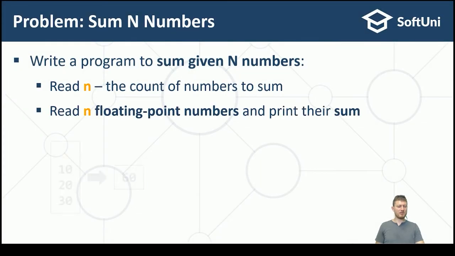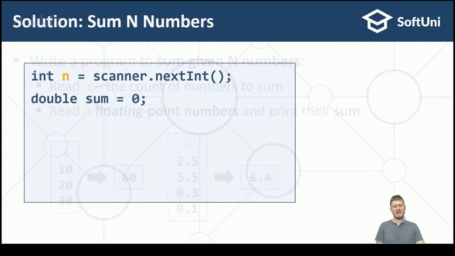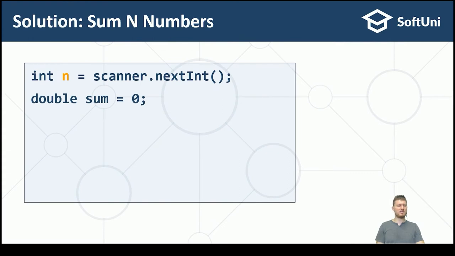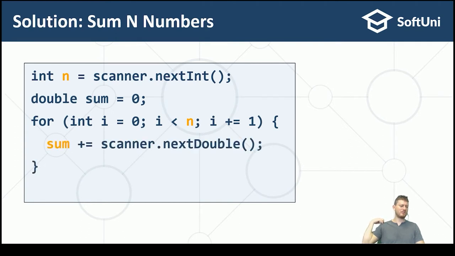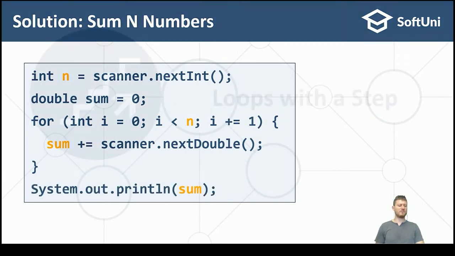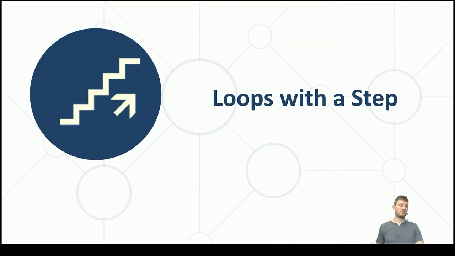Okay, so let's go ahead and see the solution I had in mind before the start. I read the number n, I start from sum 0, n times I read from the standard input, from the console, and I add this number to the sum. Finally, I print the sum. So this is a very similar solution.